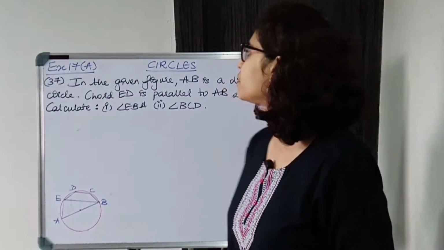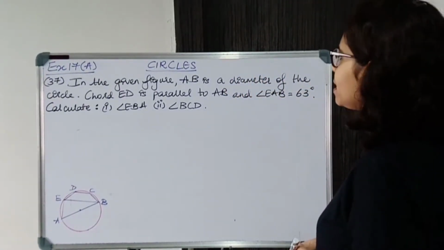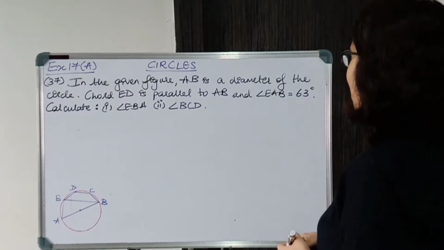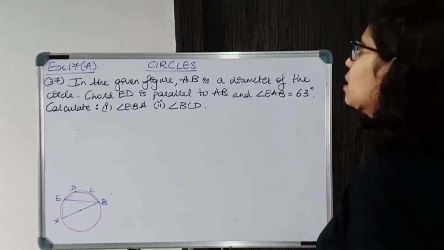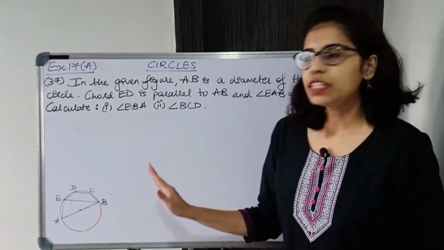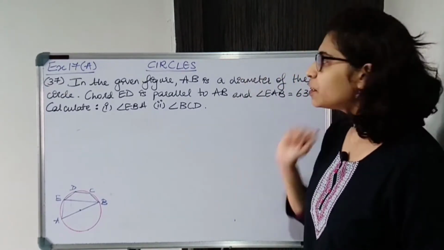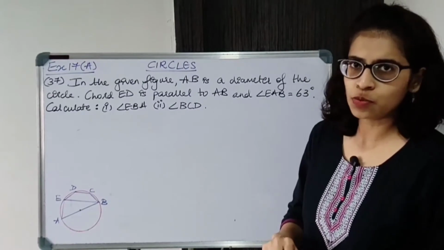Question number 37. In the given figure, AB is the diameter of the circle. Chord ED is parallel to AB and angle EAB is equal to 63 degrees. Calculate first part angle EBA and second part angle BCD. You are given the diagram, okay, and this is the given information. So we'll write down given and to find part first, and then we'll start with the solution.